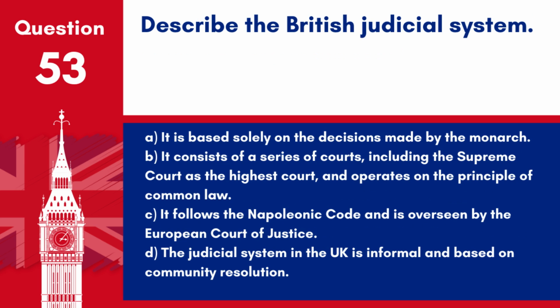Question 53. Describe the British judicial system. A. It is based solely on the decisions made by the monarch. B. It consists of a series of courts, including the Supreme Court as the highest court, and operates on the principle of common law. C. It follows the Napoleonic Code and is overseen by the European Court of Justice. D. The judicial system in the UK is informal and based on community resolution.